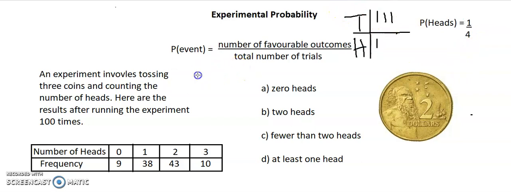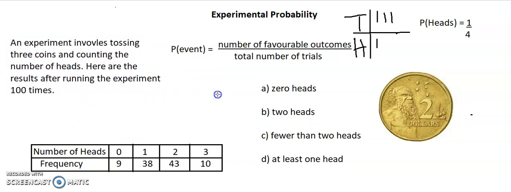Now, let's look at this question. It says an experiment involves tossing 3 coins and counting the number of heads. Here are the results after running the experiment 100 times. So we ran it 100 times, and here are our results. We got heads 0 times, 9 times. We got heads once out of the 3 coins, 38 times. We got it 2 times, 43 times, and we got it 3 times, 10 times. So that is what it says there.